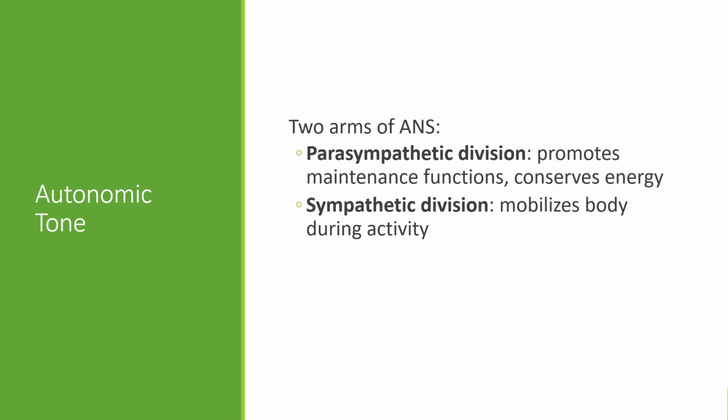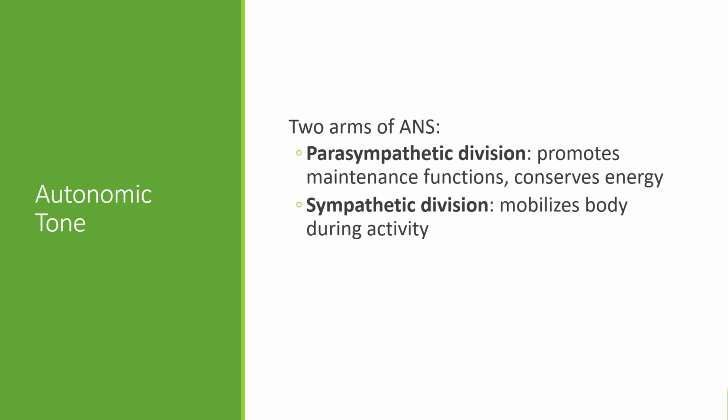So those two arms of the autonomic nervous system that I've been talking about, let's give them a little bit more detail here. Parasympathetic division is going to preserve or promote maintenance functions, and it conserves energy. Sympathetic is going to mobilize the body during activity. I think about them like the brakes and the accelerator. So the parasympathetic is what slows things down for the most part, and the sympathetic division is what speeds systems up for the most part. Now let's talk about the "for the most part" part.